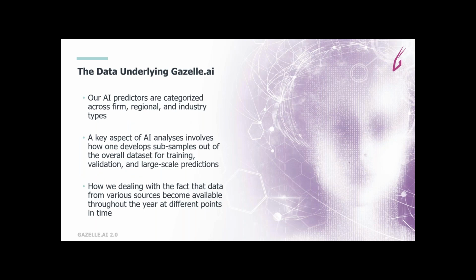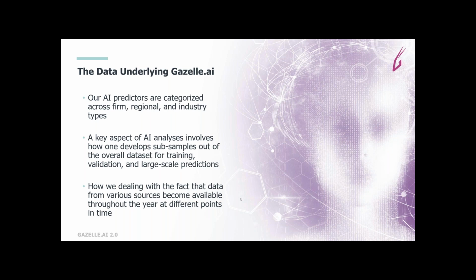So in terms of the data underlying Gazelle, all of our AI predictors are categorized across firm level variables, regional variables, and industry variables. Firm level variables are obtained from third-party and internal sources, as I mentioned. Regional variables may be indexed at the county or state level. And most industry signals are indexed at the county and 4 or 6-digit NAICS level, but some of our data is just industry specific, so it's just indexed at the 4 or 6-digit level.